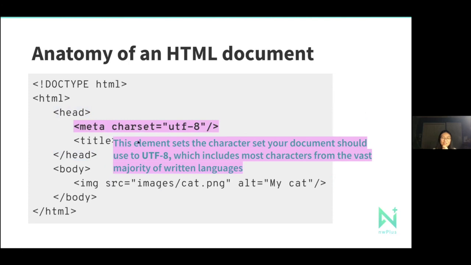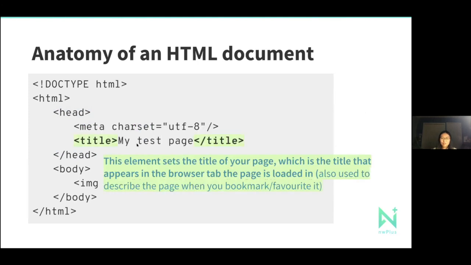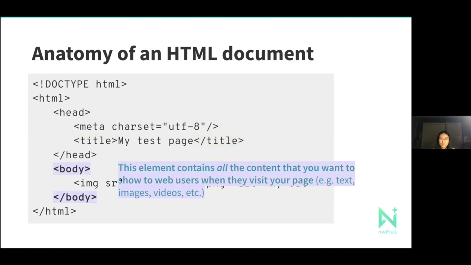Going into the head, we have this meta element. This element sets the character set for your document, and by standard you should set it to UTF-8, which includes most characters from the majority of written languages. And for the title, this is pretty important. This is the name of your page that you see when you bookmark the page in your browser. And moving on, we have the body element. This contains essentially all of the content on your page. Everything that you see will be defined in here.